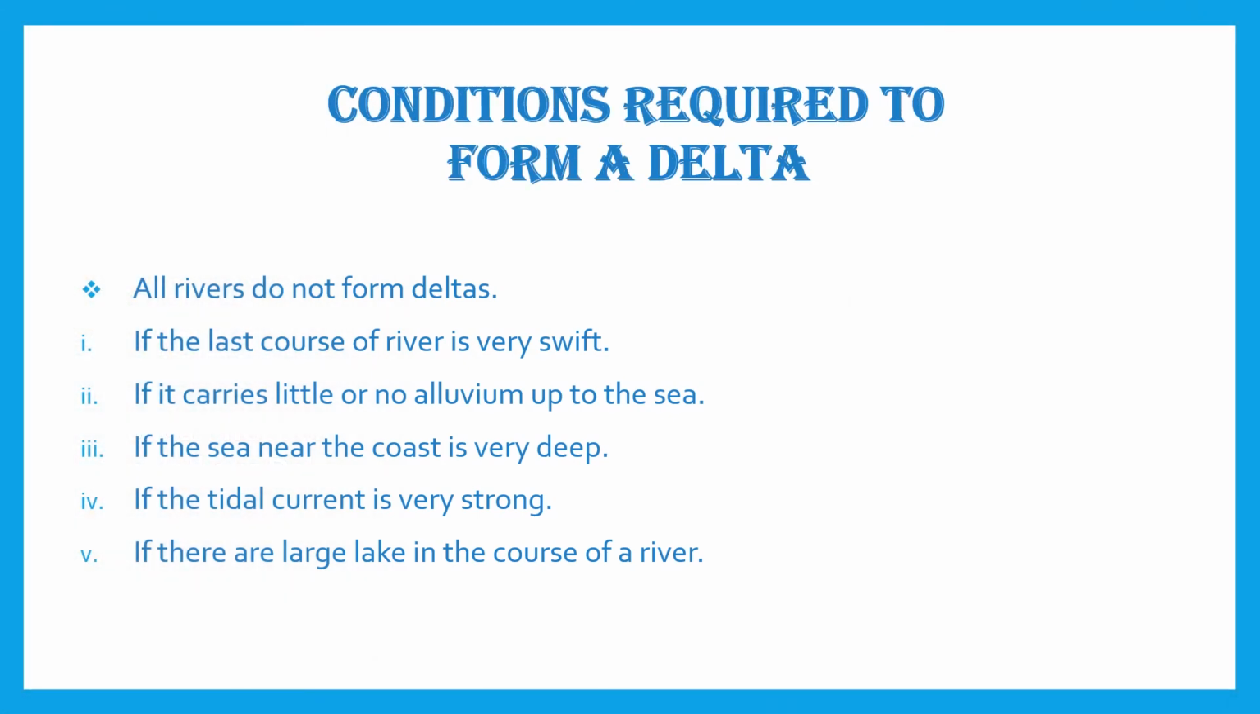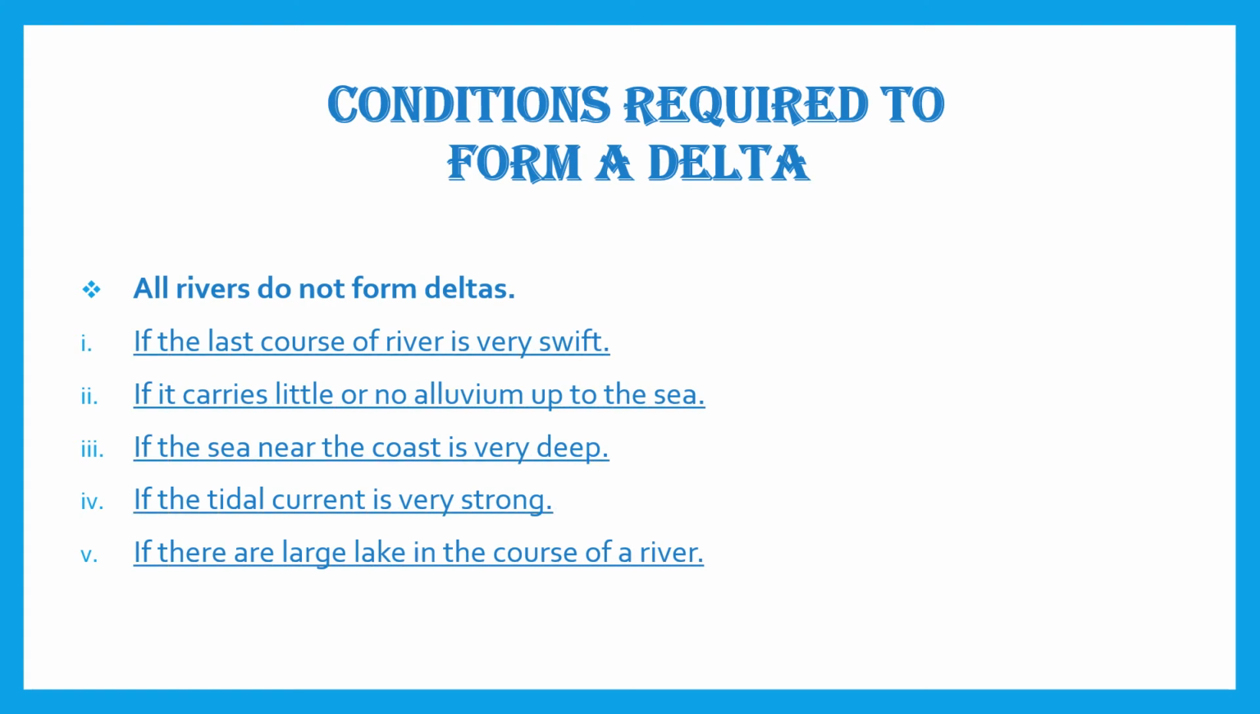Conditions required to form a delta. All rivers do not form deltas. The river's depth, width, and velocity determine how much and how big the sediments it can carry. A fast and turbulent river transports larger sediments in size and amount. When the river's flow slows down, the size of the particles decreases because larger particles are deposited first. This cycle continues, producing beds with alternating layers of fine and coarse sediments.